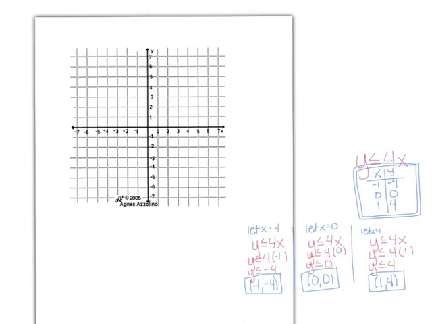So let's start with our first point right here. When x is -1, y is -4. So when x is -1, y is -4. Point is about right there. Our next point, when x is 0, y is 0. Be about there.